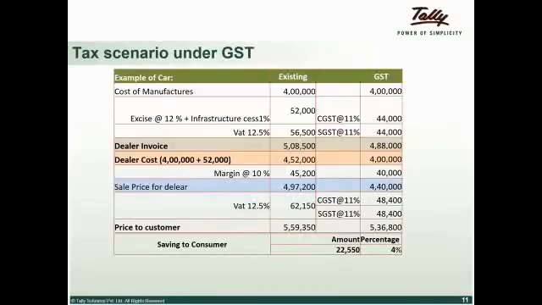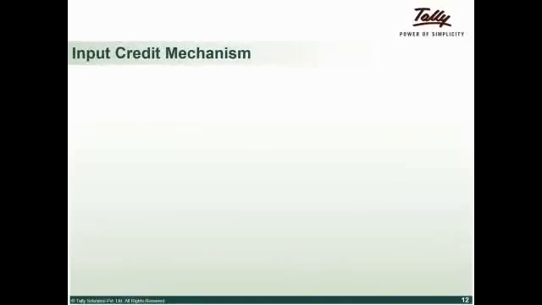But this is just an indicative example or illustration that we have given. If you see, the difference here is almost 4%, which is what the final consumer is going to save because of the elimination of the cascading effect of the excise duty and also tax on tax, which is the VAT charged on the excise duty and the assessable value of the cost. Okay, so this explains the elimination of cascading and tax on tax.